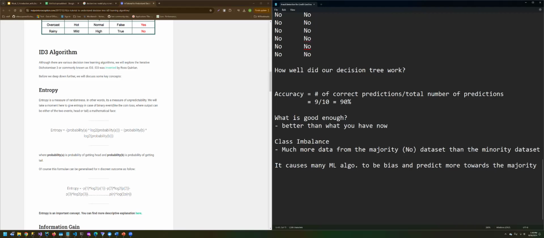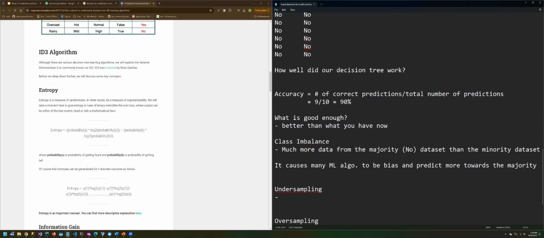And so, the ways to handle this, there are several ways. I'm going to mention two, and both of them involve manipulating the data sets. So, one is called undersampling, and the other is called oversampling.